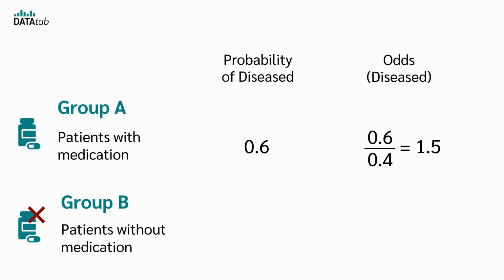Again, odds just represent the ratio of the probability of an event happening to the probability of it not happening. In our case, in group A, the likelihood of being diseased is 1.5 times higher than the likelihood of not being diseased. Let's say in group B, where the patients didn't get the medication, the probability of getting diseased is 80% or 0.8. So the odds in group B of getting diseased are 0.8 divided by 0.2, so 4. Therefore, in group B, the likelihood of being diseased is 4 times higher than the likelihood of not being diseased.